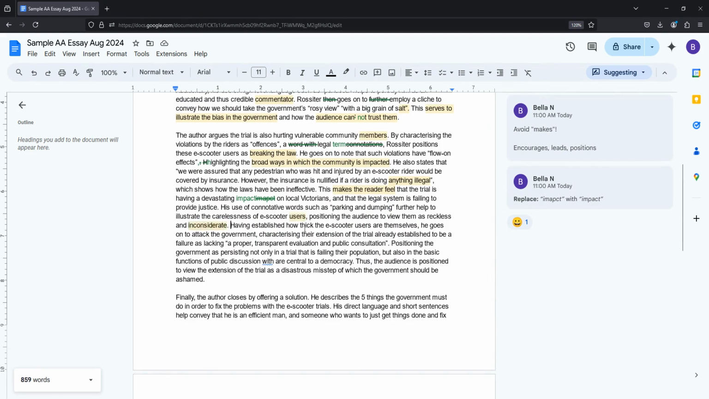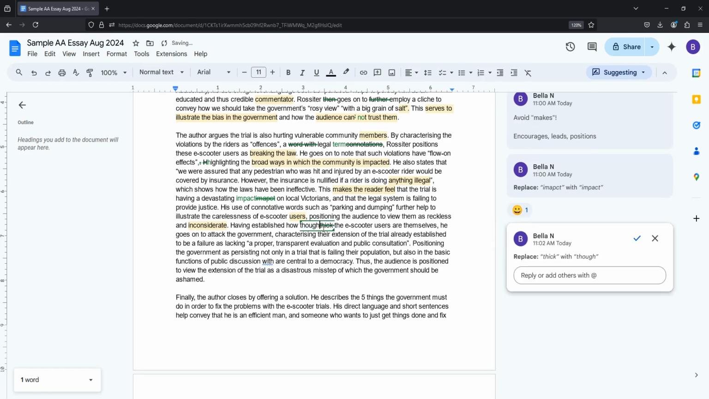"Having established how thick", definitely avoid using informal terms like this. "Having established how inconsiderate", we've already got "thoughtless" perhaps, "the e-scooter users are themselves."